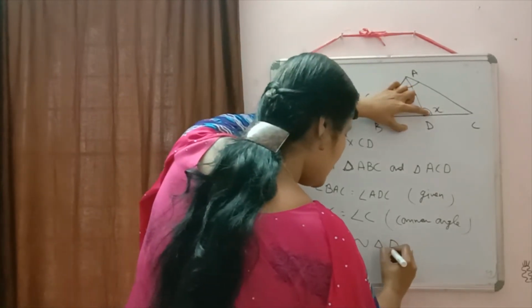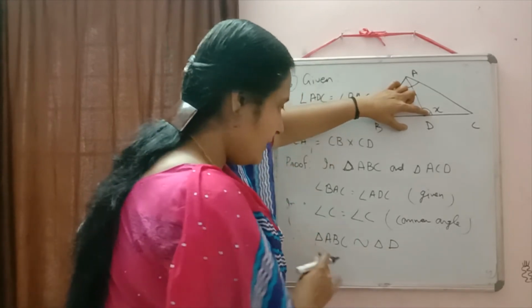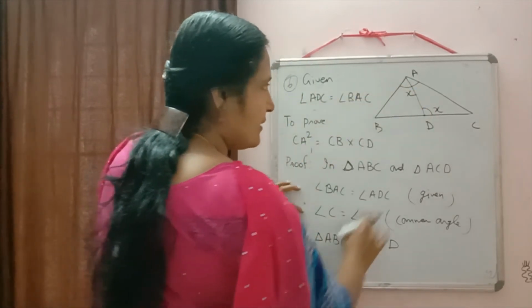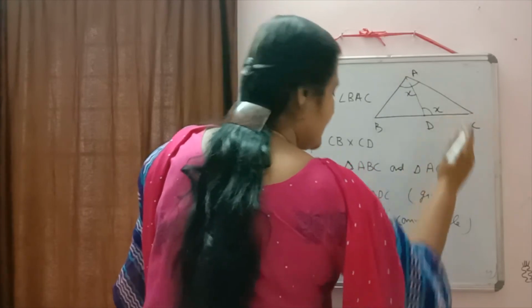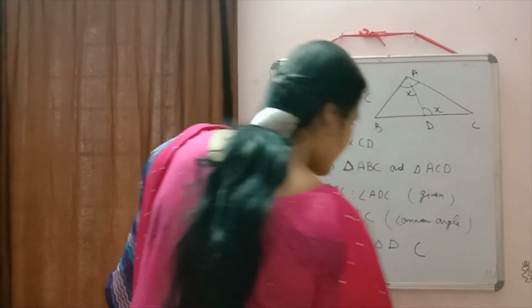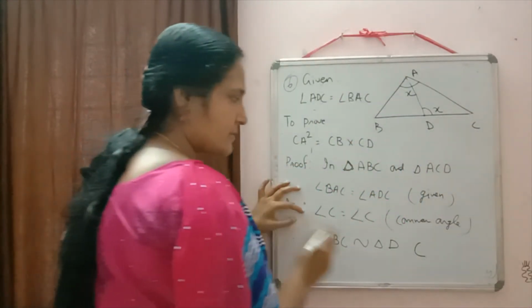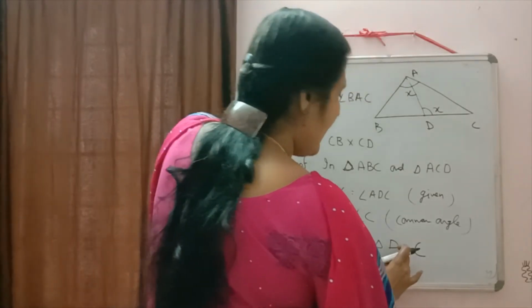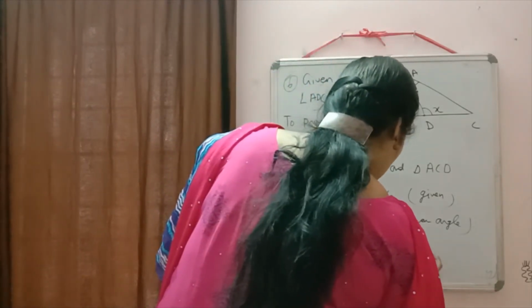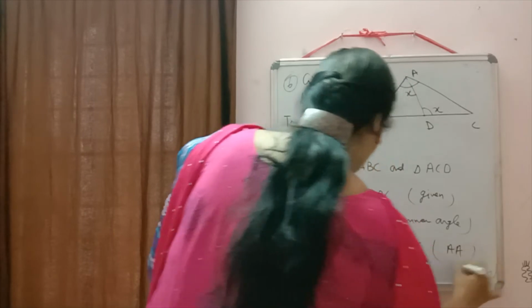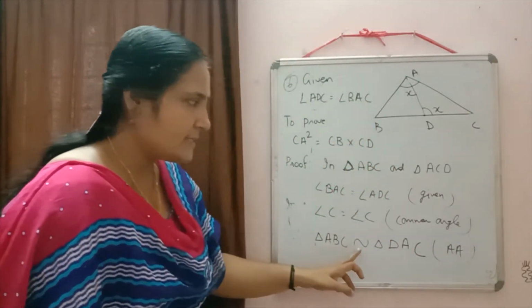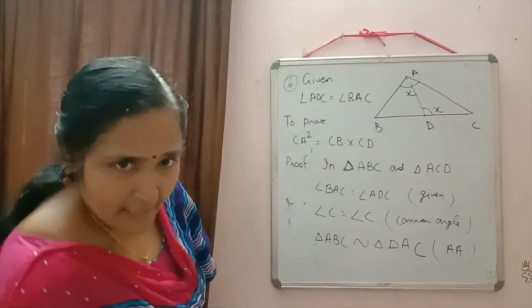So here also D should come first. Then angle C was common angle. So in triangle ACD, angle C is written last, so C also we will write last. Which one is remaining? A is only remaining. So naming will come in this way: triangle ABC similar to triangle DAC.